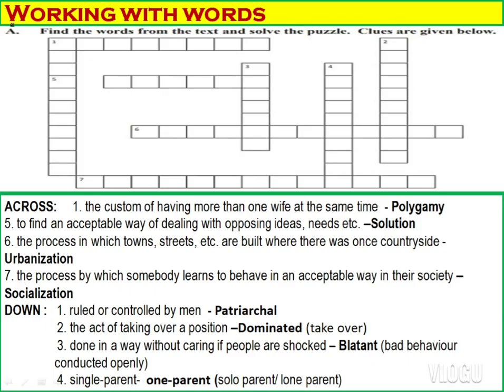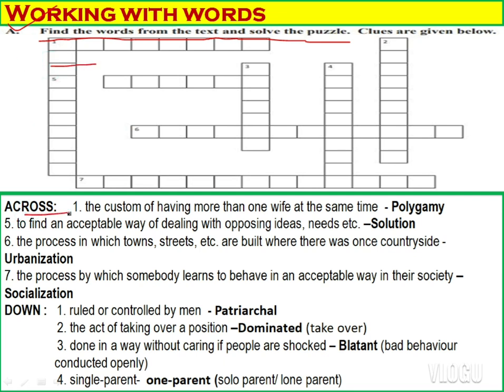So then we move towards the exercise. The first one is working with words. Here you have to find the words from the text. भनेको यसमा हामीले words हरु टेक्स्टबाट find out गर्ने and solve the puzzles. Clues are given below. Across भनेको यस्तो खालको across भइहाल्यो, down भनेको तल भइहाल्यो हामीले.